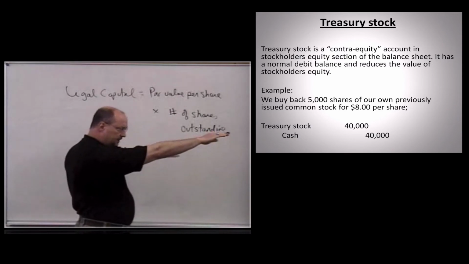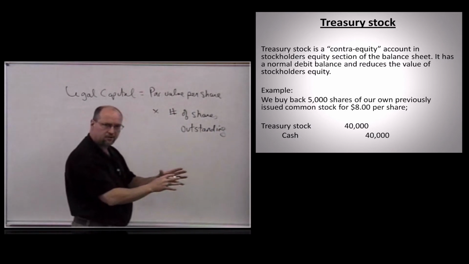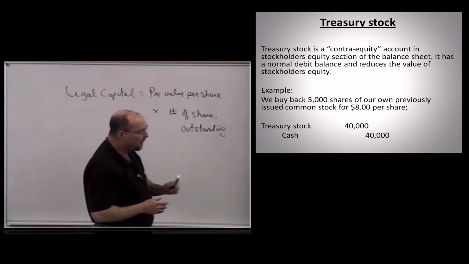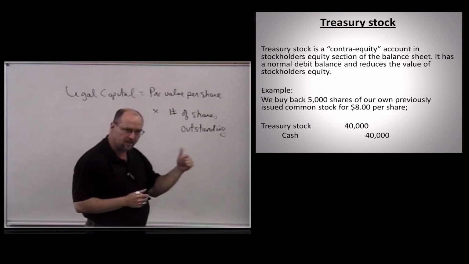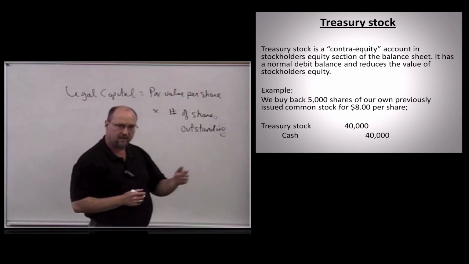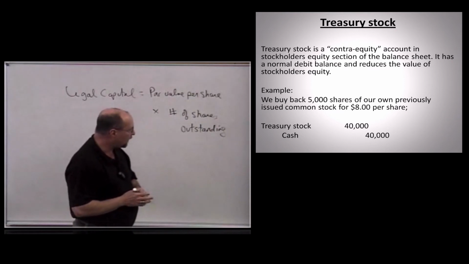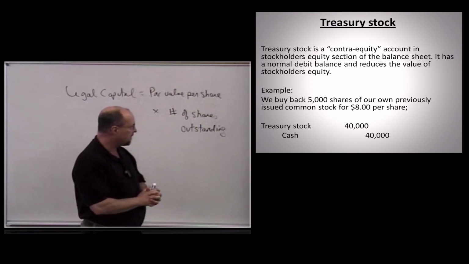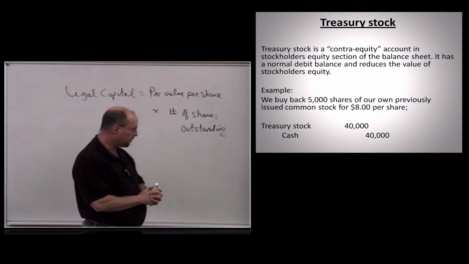When cash goes down, equity goes down as well. The balance sheet has just gotten smaller. So when we buy back treasury stock, equity goes down, we debit treasury stock. It's a reduction of stockholders' equity, and we credit cash, and cash goes down as well. In our example, we bought 5,000 shares of our previously issued common stock for $8 each. So we debit treasury stock 40,000, credit cash 40,000.